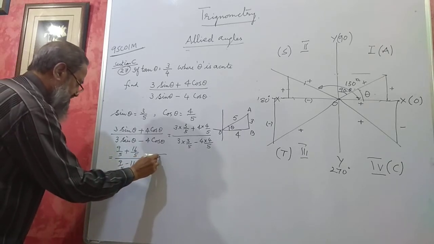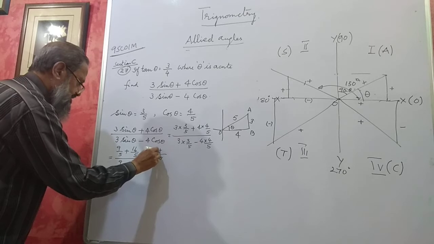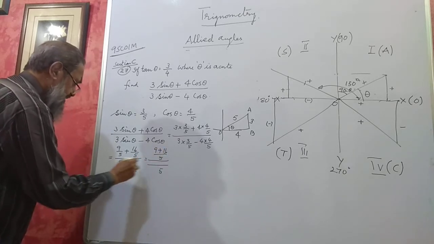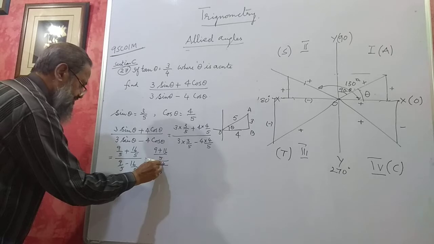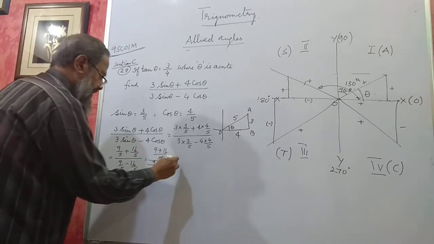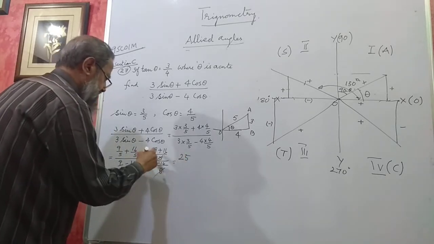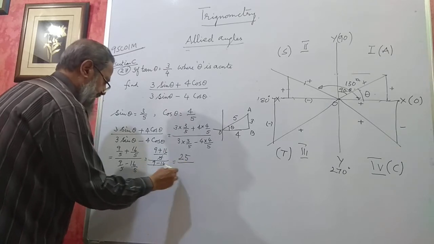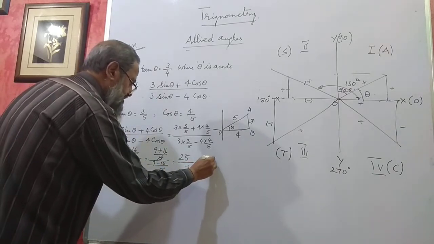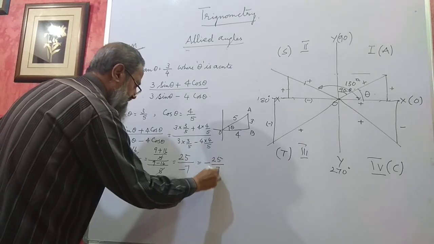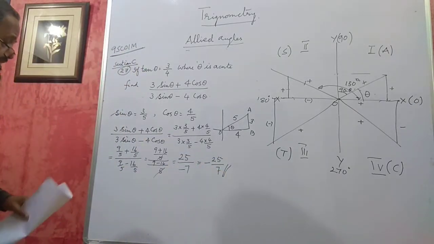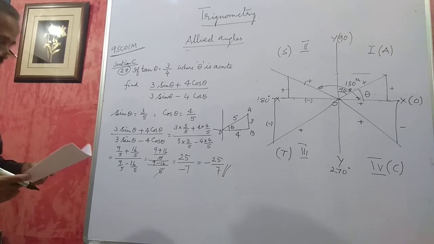The LCM here is 5. 9 plus 16. The LCM here also is 5. This is 9 minus 16. Now this 5 can be cancelled. In the numerator you get 25, since 9 plus 16 is 25. Divided by 9 minus 16, which is minus 7. So the answer is minus 25 by 7. This is the answer. This problem carries 5 marks.